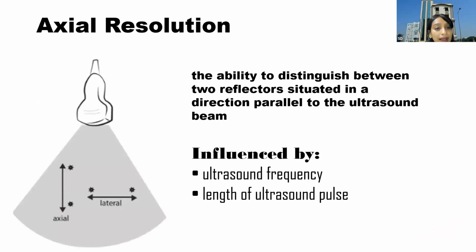Next is the axial resolution. Axial resolution comes into play when we want to see two objects at different depths along the beam which is falling. So axial resolution is the ability to distinguish between two reflectors situated in a direction parallel to the ultrasound beam. The ultrasound beam is coming from the top, and if any object is lying in the same path, we call it axial resolution.